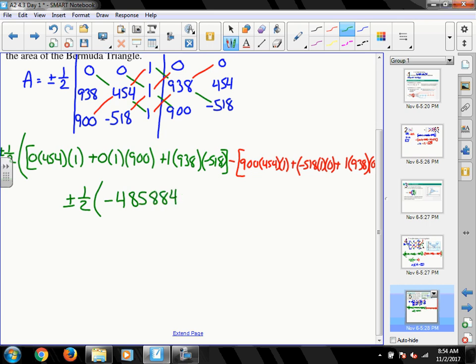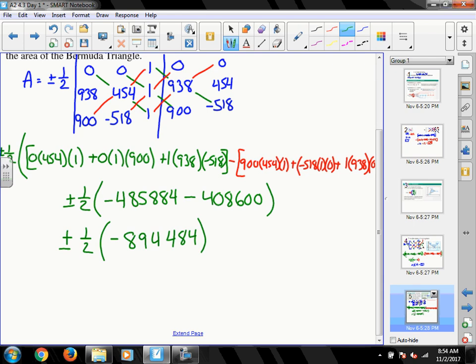485,884 minus 900 times 454 times 1 is going to give me something, but the last two terms, again, since I'm multiplying by 0, those go away. I get 408,600. Subtract those. A plus or minus negative 894,484.